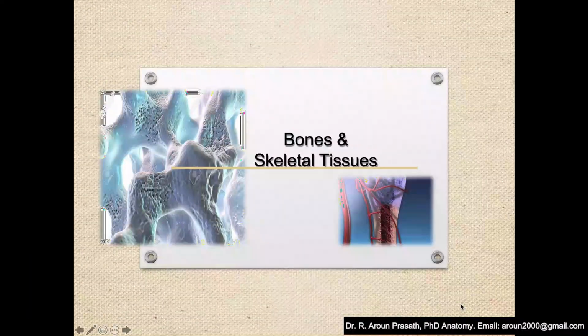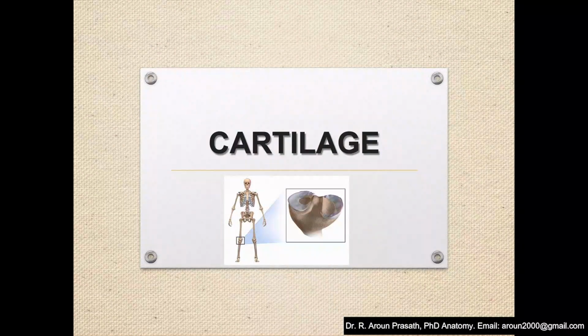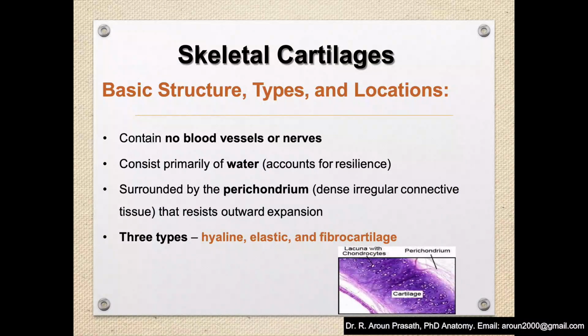So coming to the bone and the skeletal tissue, first we will discuss the cartilage, their types, their locations, etc. There are certain common features for the cartilage. Cartilage has no blood vessels or nerve endings inside it. So if there is a break in the cartilage, it's not going to give any pain, and since there are no blood vessels, it's not going to heal.